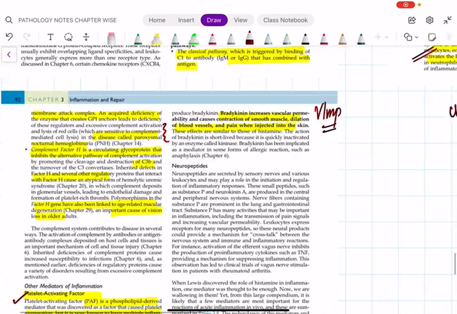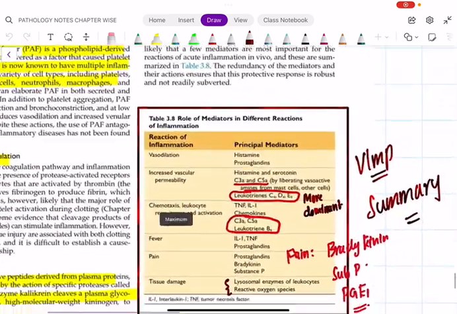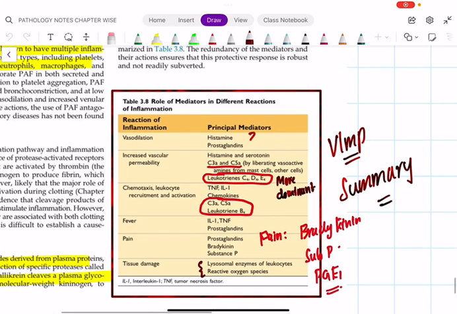Bradykinin causes contraction of smooth muscle, dilation of blood vessels, and pain. Bradykinin is a major mediator in the pain pathway, which you have already learned in physiology. See here, the final summary. Vasodilation is caused by histamine and prostaglandins. Which arachidonic acid derivative causes vasoconstriction? Thromboxane A2, very good, because it causes platelet aggregation. PGI2 causes vasodilation because it inhibits platelet aggregation.